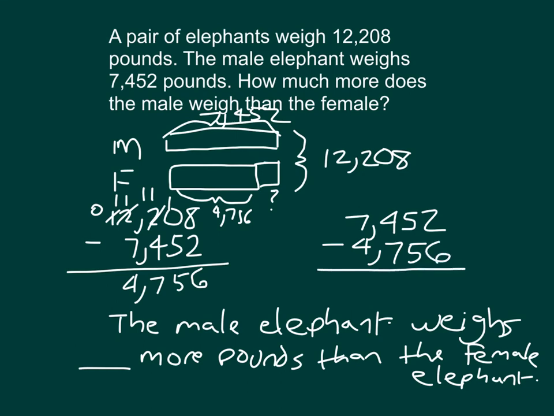2 minus 6, can't do that. So the 5 becomes a 4, and that 2 becomes 12. 12 minus 6 is 6. 4 minus 5, I cannot do that. So I take one of those hundreds to regroup it to 10 tens. And with the 4 tens that were already there, I now have 14 tens. 14 minus 5 is 9. 3 minus 7, cannot do that. So again, another regroup. 13 minus 7 is 6. And 6 minus 4 is 2. So, the male elephant weighs 2,696 more pounds than the female elephant.